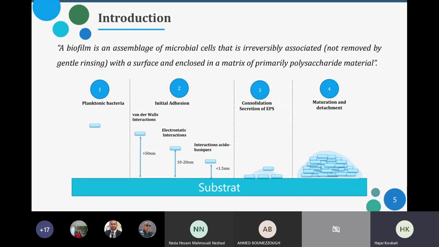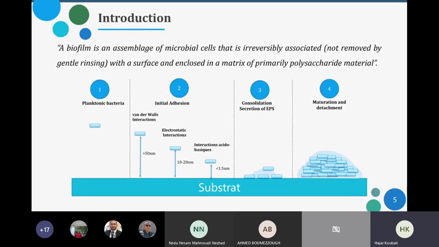Infections resulting from a biofilm are resistant to antibiotic treatments and therefore pose a public health problem. Biofilm is an assemblage of microbial cells that is irreversibly associated with a surface and enclosed in a matrix of primarily polysaccharidic material. The microbial adhesion is influenced by the physicochemical characteristics of the cell surface, hydrophobicity and charge, and also determined by the environmental conditions and surface properties, like surface tension, ionic strength, charge, and the degree of hydrophobicity.